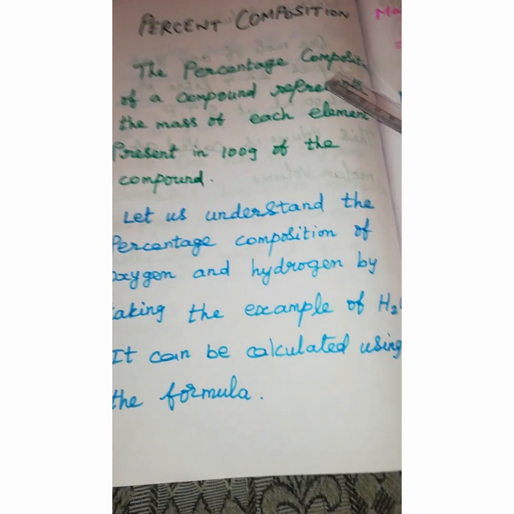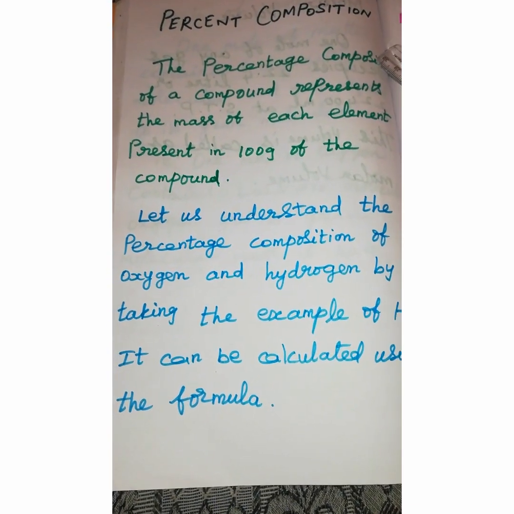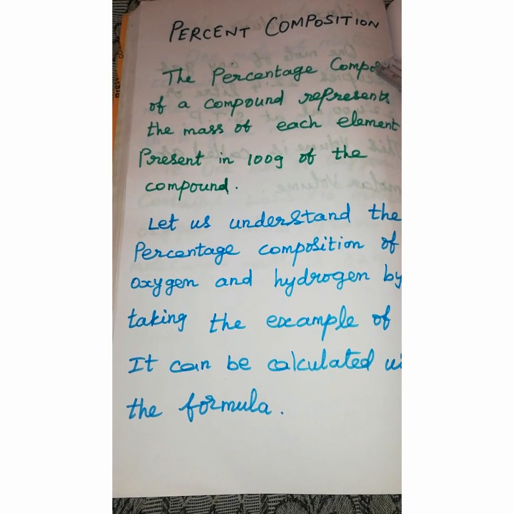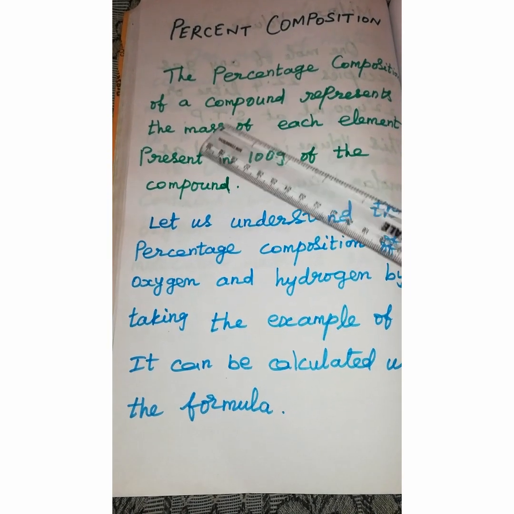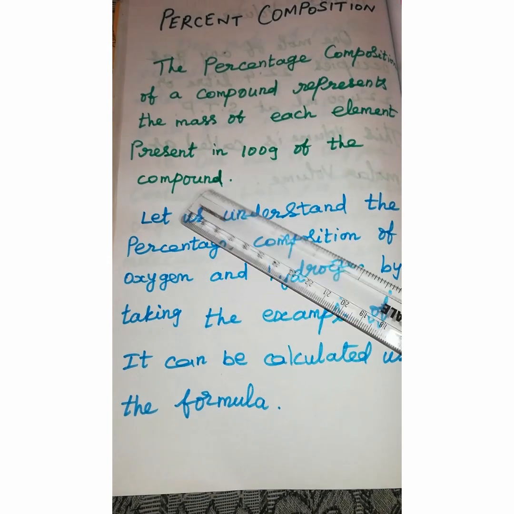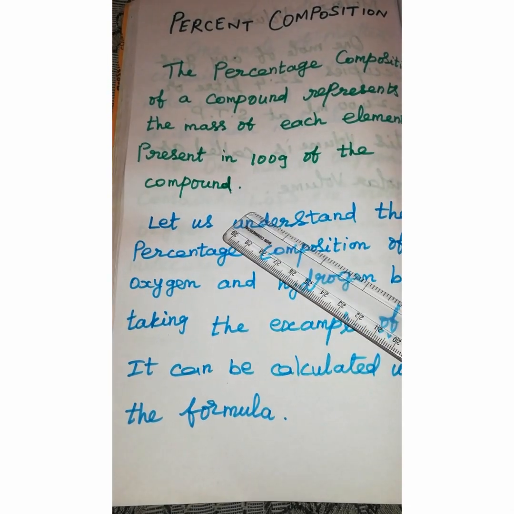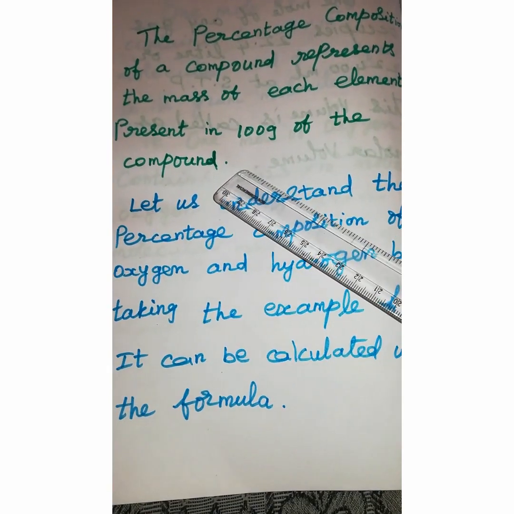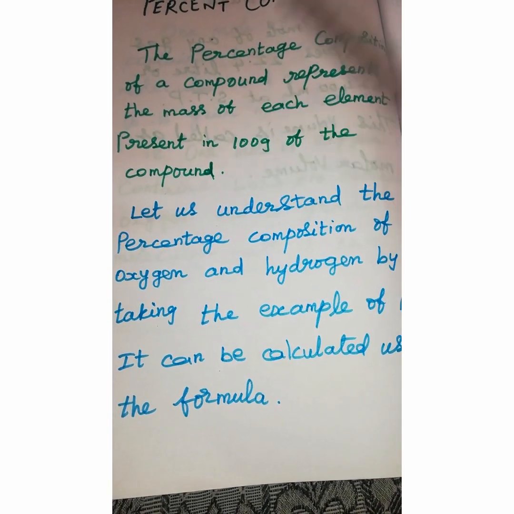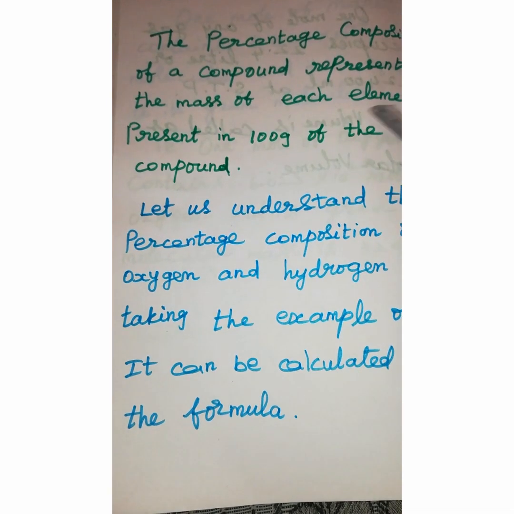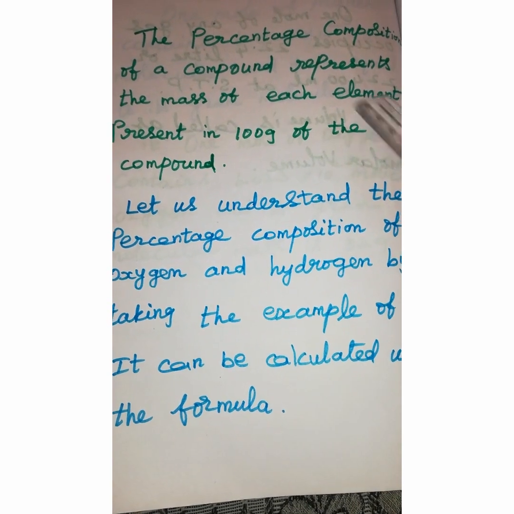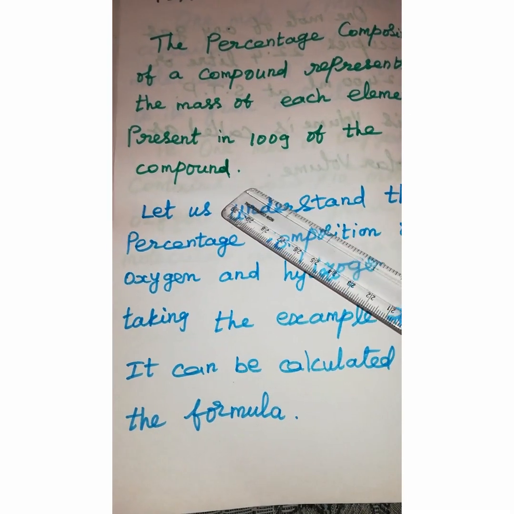Next, percent composition. Composition means what are the constituents, what are the elements present in the molecule. So, the percentage composition of a compound represents the mass of each element present in 100 gram of compound. Example, we are considering the compound water. So, the percentage composition of water represents the mass of each element of water, hydrogen and oxygen, present in 100 gram of the water.